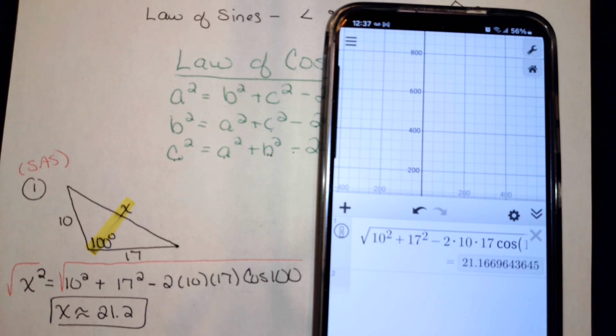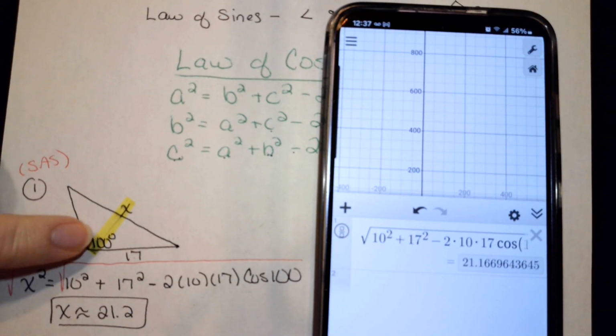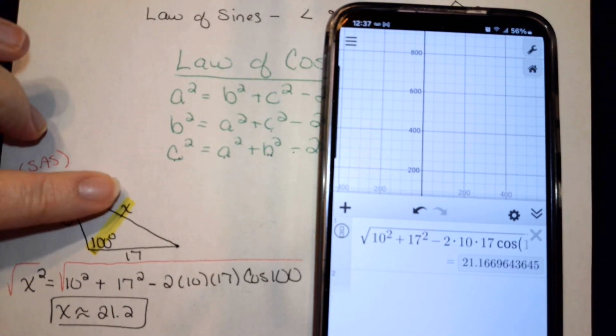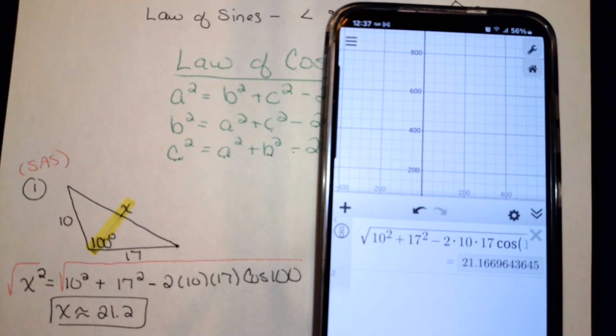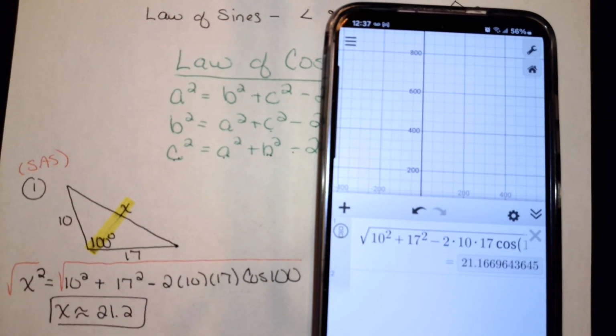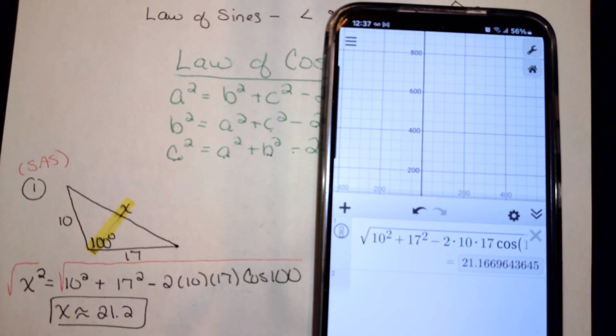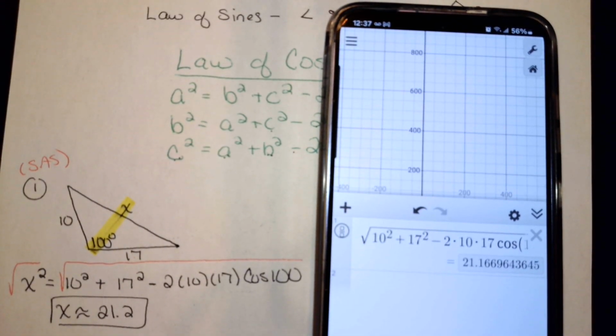So as you're copying this down or thinking about it, how did I know to use the law of cosines? Again, I was working with a triangle that doesn't have a right angle, so it's not a right triangle. I know an angle, but I don't know the opposite side. Okay. All right, so since I know an angle and not the opposite side, I know I'm working with the law of cosines. If I knew the 100 and I knew what x was, then I would use the law of sines.